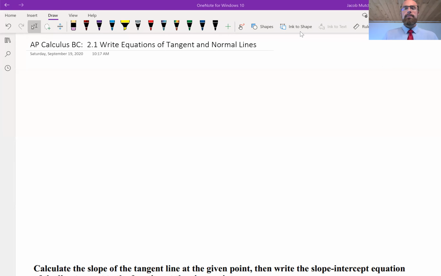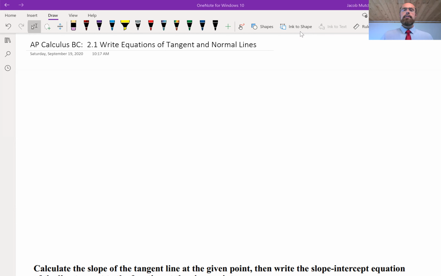Welcome to Calculus. Today we will investigate finding equations of tangent and normal lines to given functions at certain points, focusing on the limiting process as a strategy for finding tangent and normal slopes. We'll take a look at two examples, one where we write the equation of a tangent line, the second where we write the equation of a normal line.